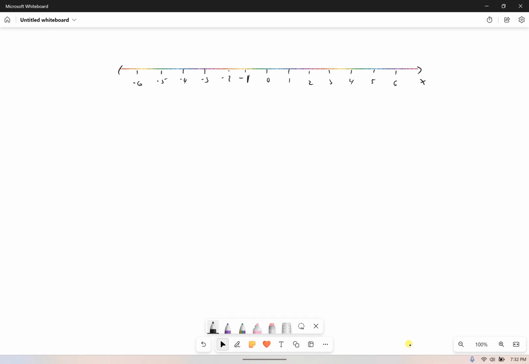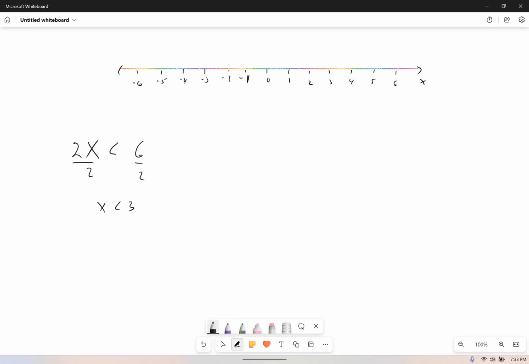Hey there, so I'm going to do a video on multiplying and dividing over an inequality sign with negatives. And so here's what I'm going to do. I'm going to show you real quick. If we had something like 2x is less than 6, we would divide by 2 and we'd get x is less than 3. And that's fine.